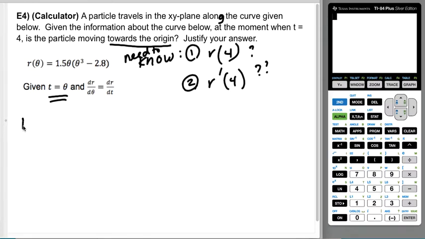So I can go ahead and start by finding r of 4 because, again, I was given that t and theta are the same. So the time and the angle are the same, right? So that's going to be a 1.